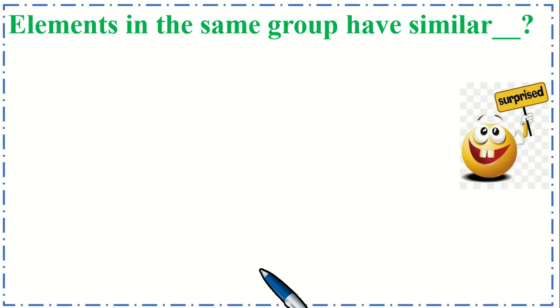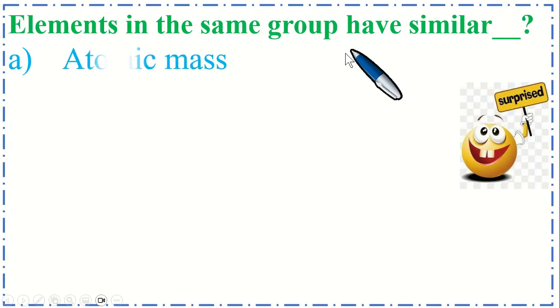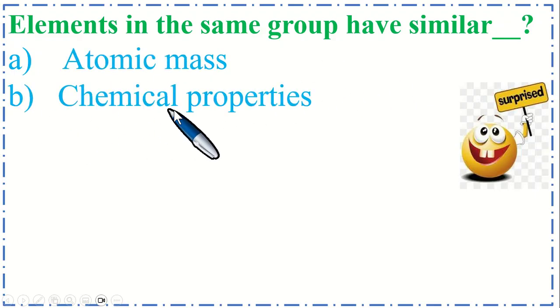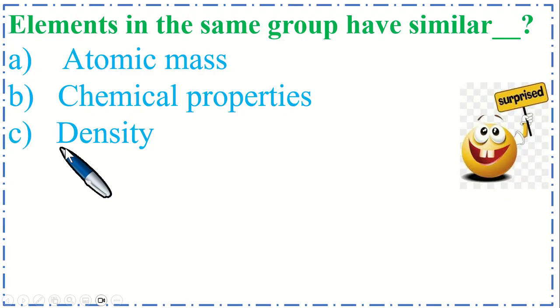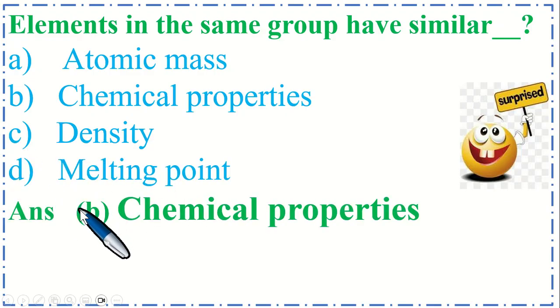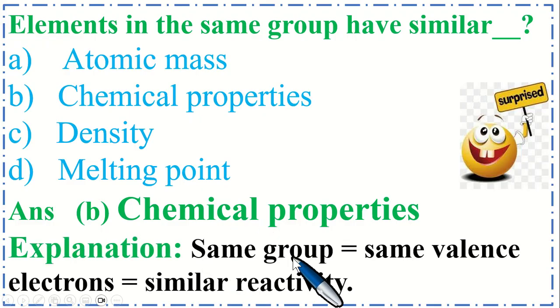Dear students, this is a very important MCQ. Elements in the same group have similar dash. Option A atomic mass, B chemical properties, C density, and option D melting point. So the correct option is B chemical properties. Same group equals same valence electrons equals similar reactivity.